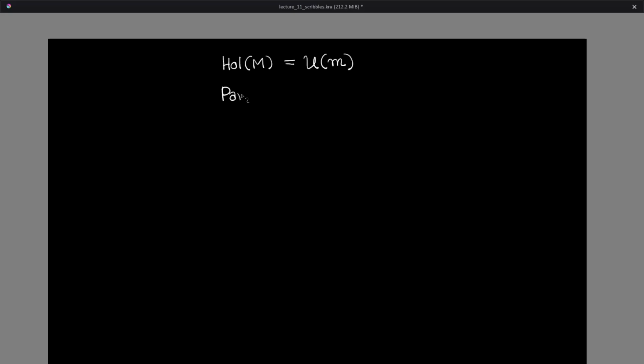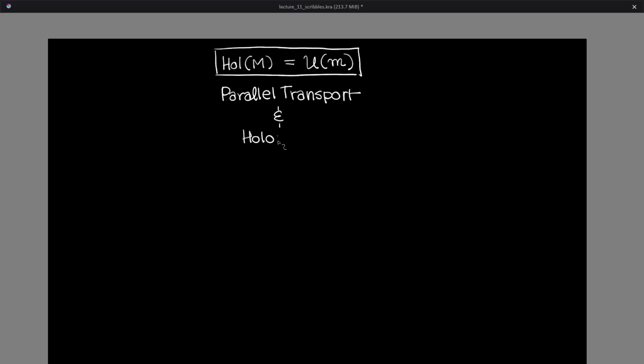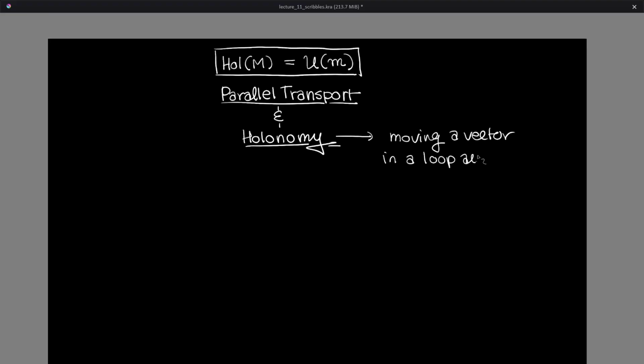And then we will give a short proof for this statement. Parallel transport and holonomy. So we were talking about in connections and curvature that one of the ways in which we can figure out the curvature of a surface is if we move a vector around in a loop. That's what holonomy is. Moving a vector in a loop and noting its change. If it's changed, it has a holonomy.